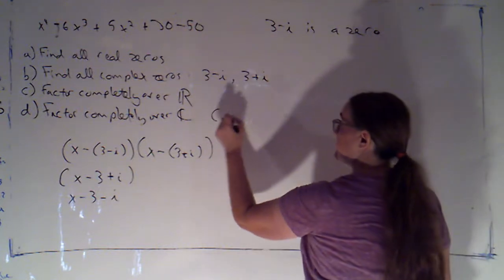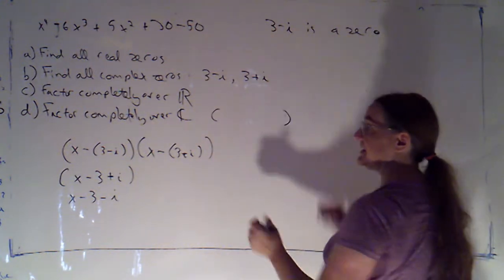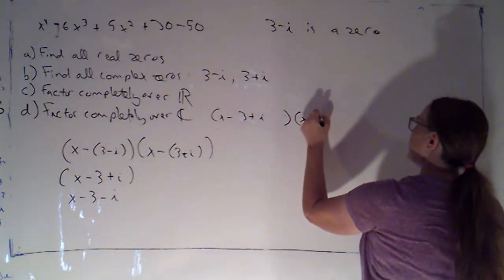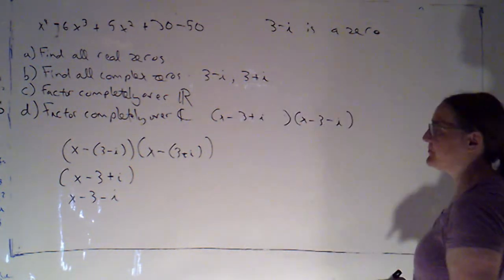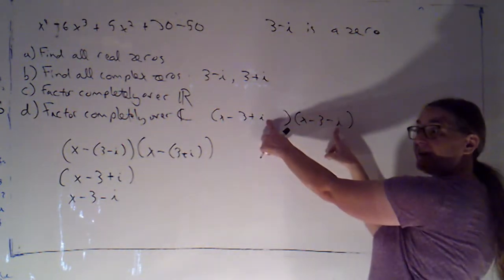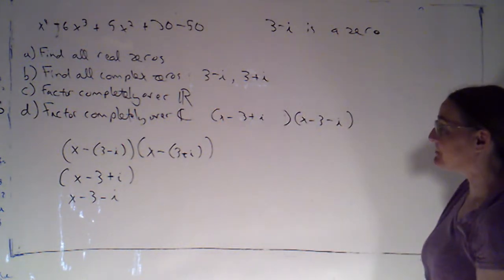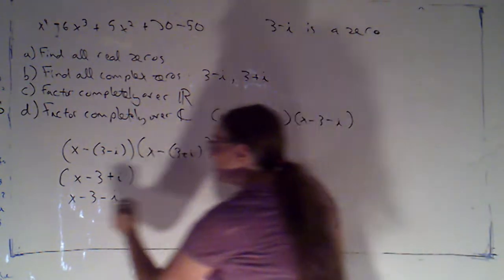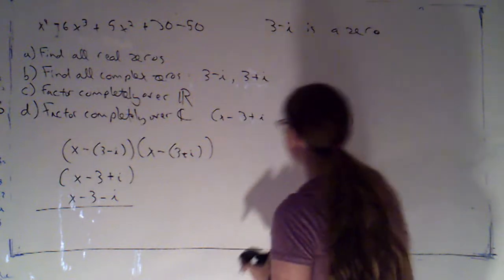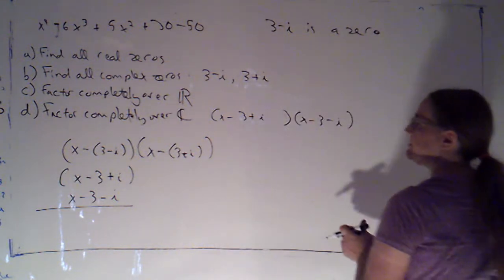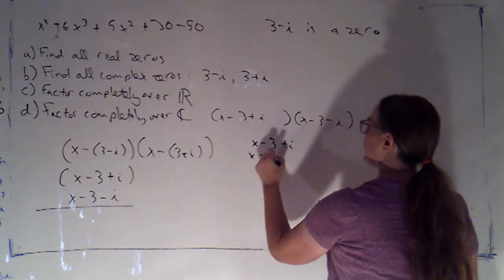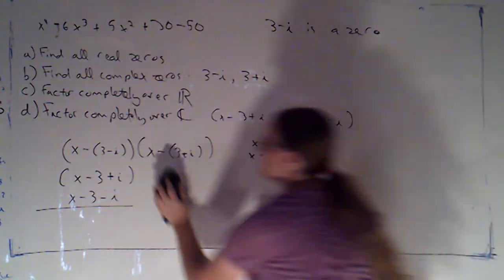I'm going to go ahead and write in those factors. Those are factors in the complex numbers, x minus 3 plus i and x minus 3 minus i. Not going to list them as factors in the real numbers because they've got imaginary numbers in them. Okay, if I multiply this out, you know what, actually I think I'm going to copy it over here where I've got a little bit more space. So x minus 3 plus i, x minus 3 minus i.